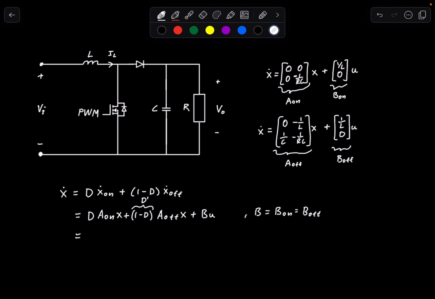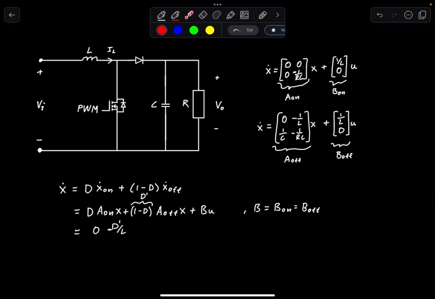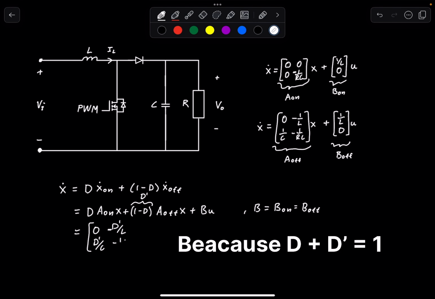So we still have 0 in the top left. And there's nothing here, so we can just write this one in the top right. So we have D prime over L, and we also need to remember the minus sign. And we can do the same for 1 over C, because there's 0 here as well. So we have D prime over C. And now we can see that the lower right value is the same in both of the matrices, which means that we can just write the value down.